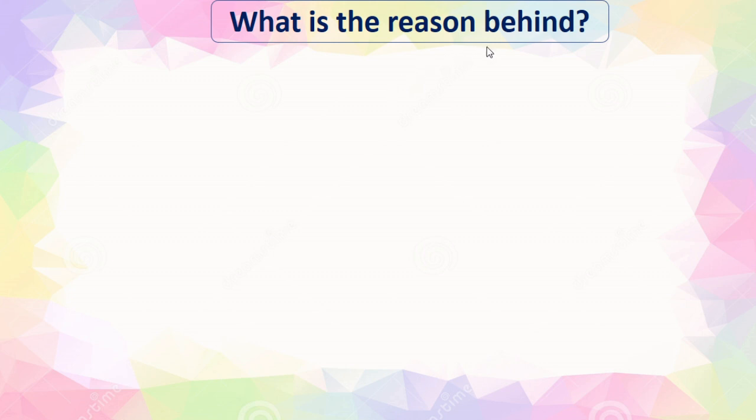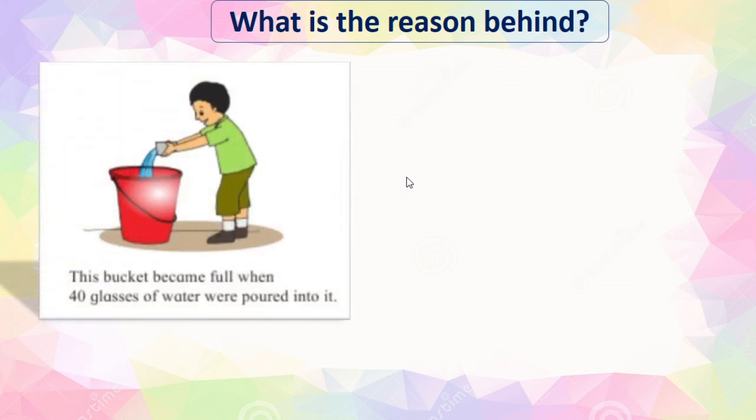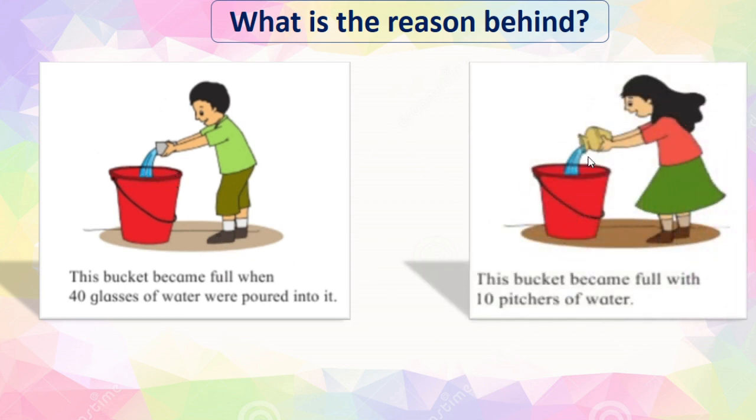Now tell me, what is the reason behind it? See here, a boy is filling the bucket with the help of a glass. This bucket became full when 40 glasses of water were poured into it. Means he has to pour 40 glasses of water in this bucket, then the bucket will become full. Now the same bucket, but this girl is using a pitcher. See what she says, this big bucket became full with 10 pitchers of water.